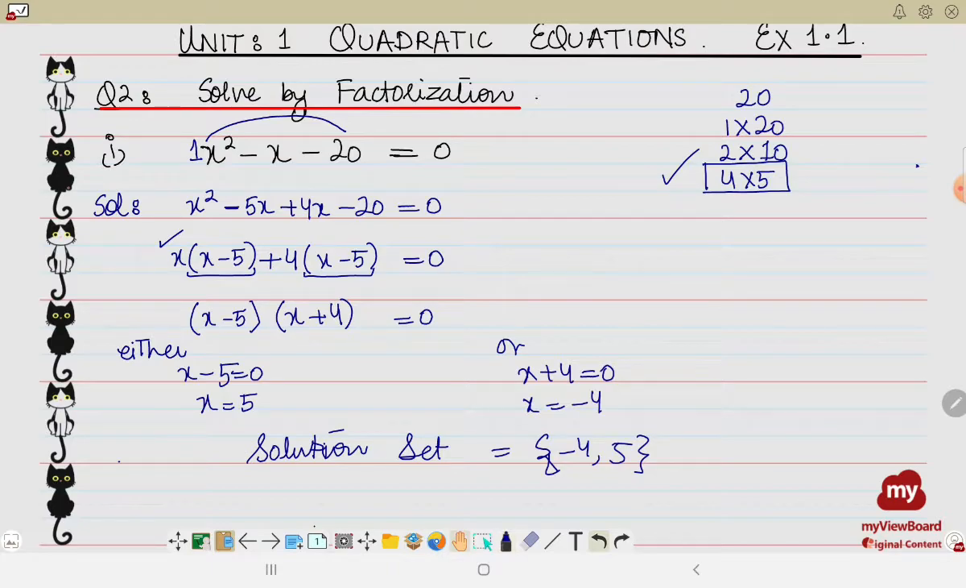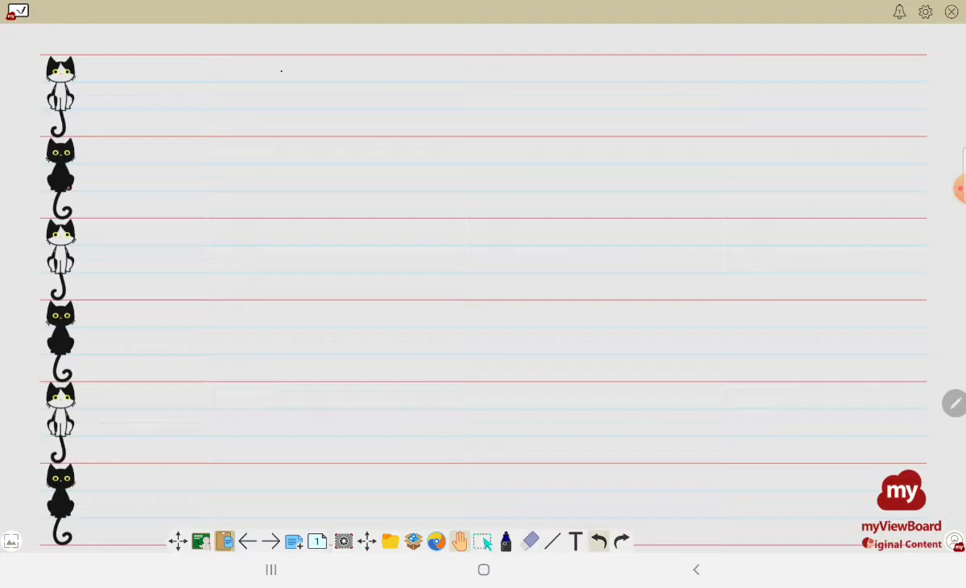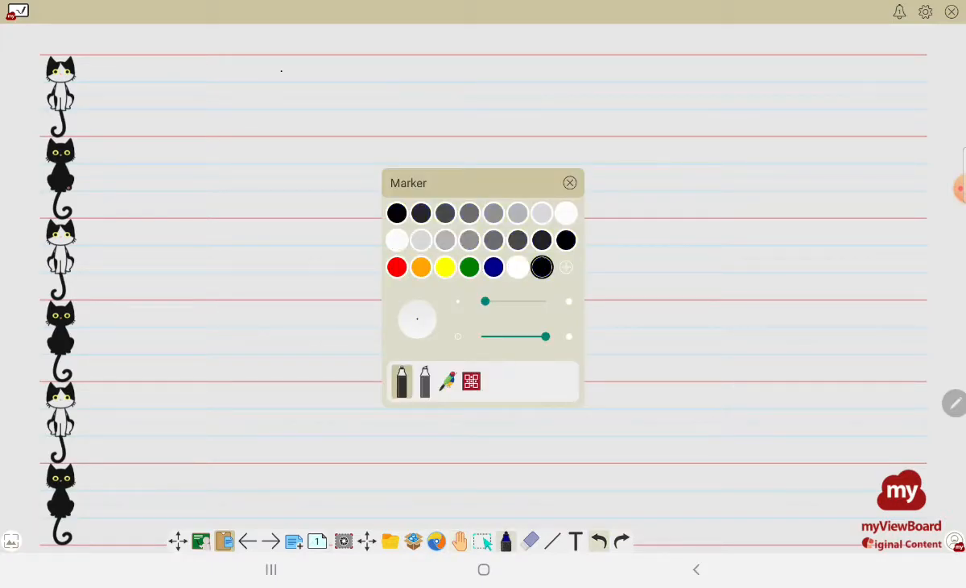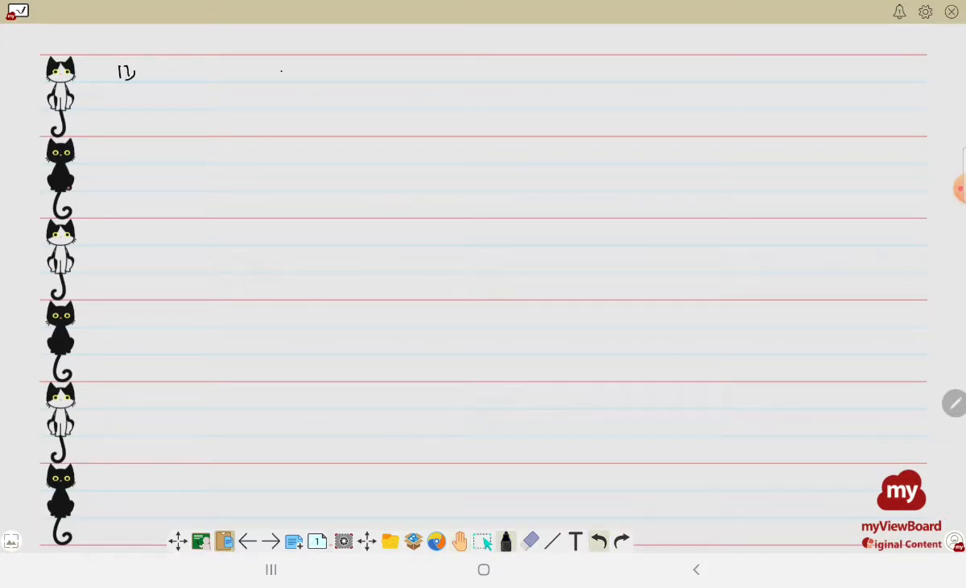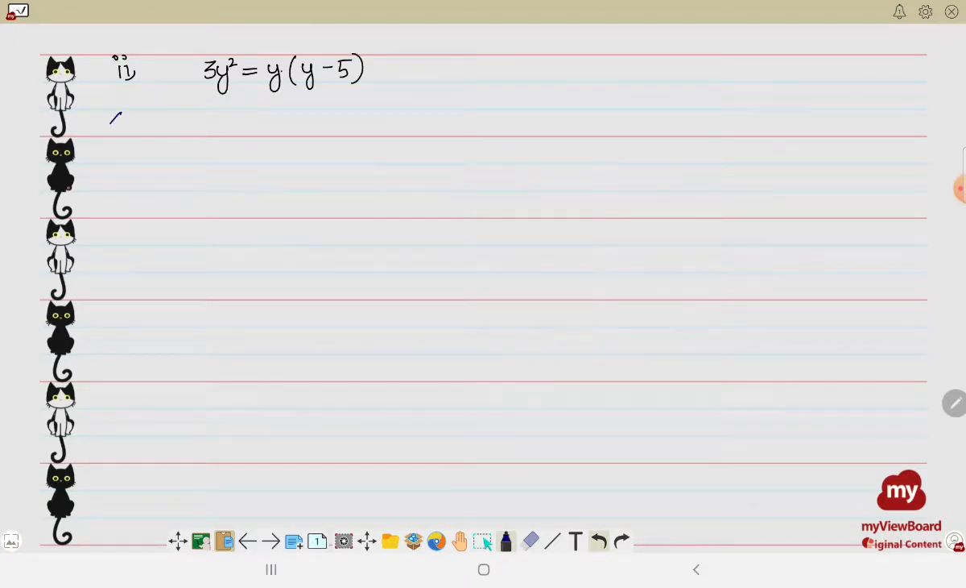Let's solve one more sum of the same exercise, the same question. Part 2. Part 2 is 3y square equals y into y minus 5. How are we going to solve this? We'll open up the bracket on the right hand side. It will become y square minus 5y.